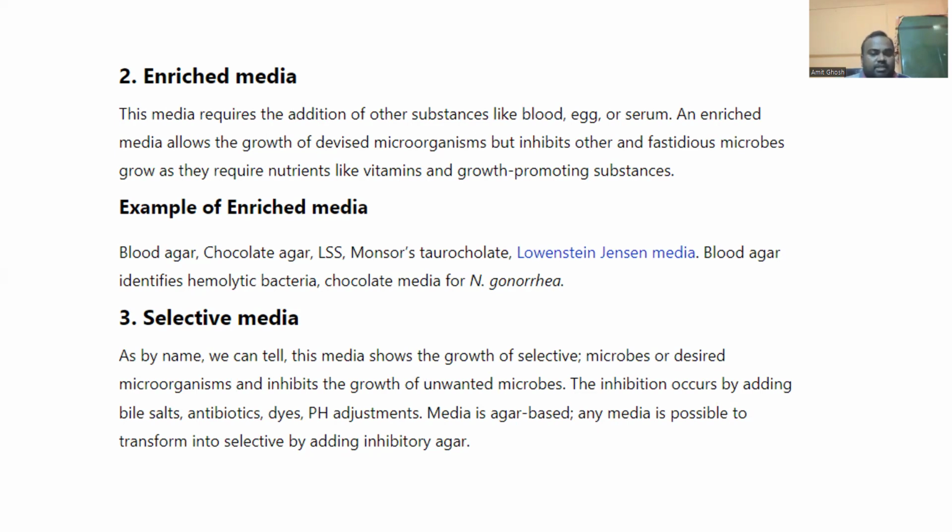As examples of enriched media, you can say blood agar is an enrichment media, chocolate agar is an enrichment media, and Lowenstein-Jensen media. Why is blood agar used as enrichment media? Blood agar identifies hemolytic bacteria, and chocolate agar is used for N. gonorrhoeae, as per examples.